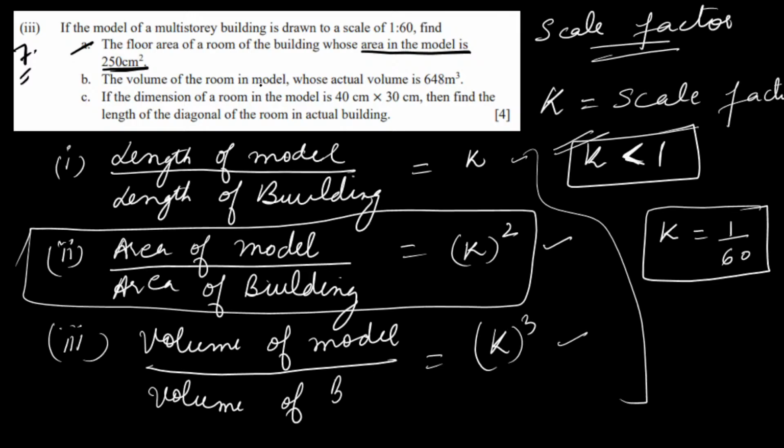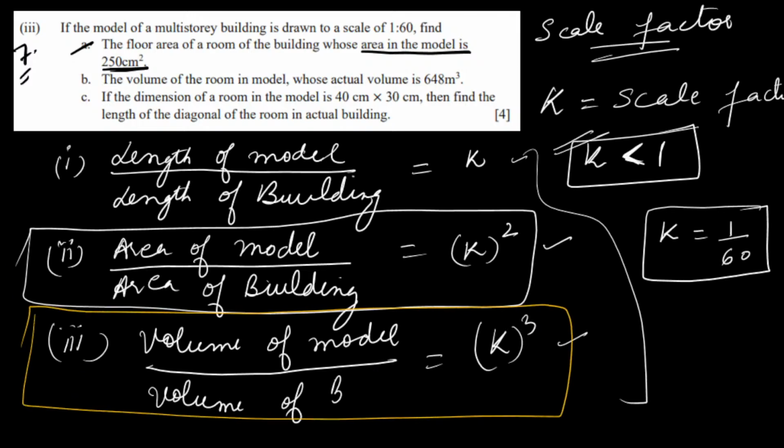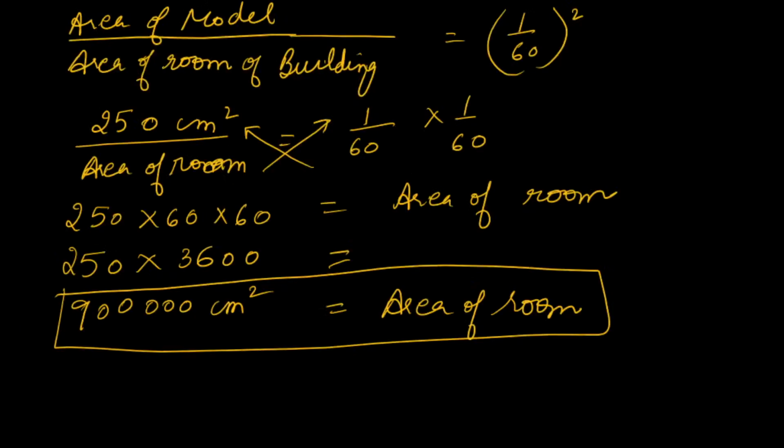Now volume of the room in model is given to us, whose actual volume is 648 meter cube. So we have to use now the third formula, the volume formula. So what's given to us? We have to find the volume of a room in the model. Actual volume is already given to us.